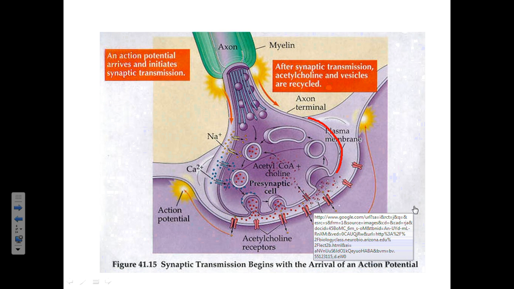So this would be the end of one axon. And this would be the beginning of the dendrite that it's attaching to. And there's that little gap in there. And that little gap's the synapse. Remember the way this works. Electricity runs down this axon.